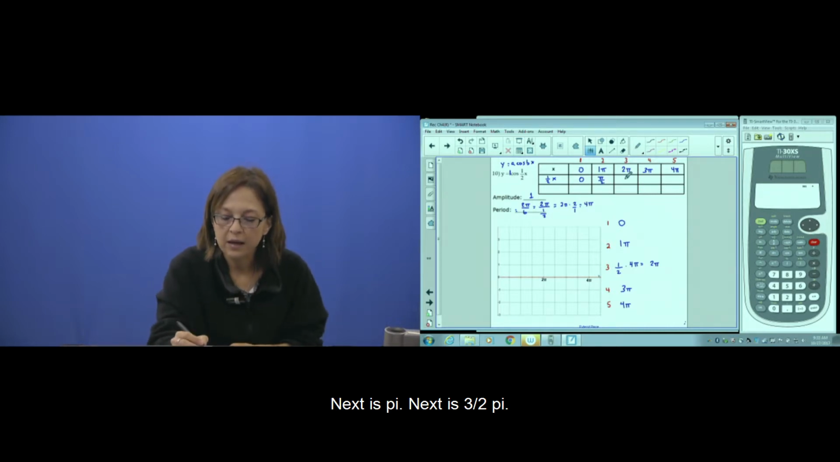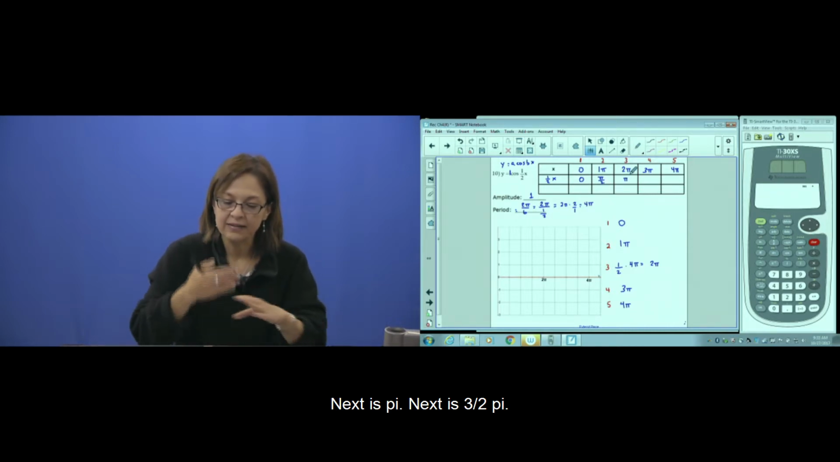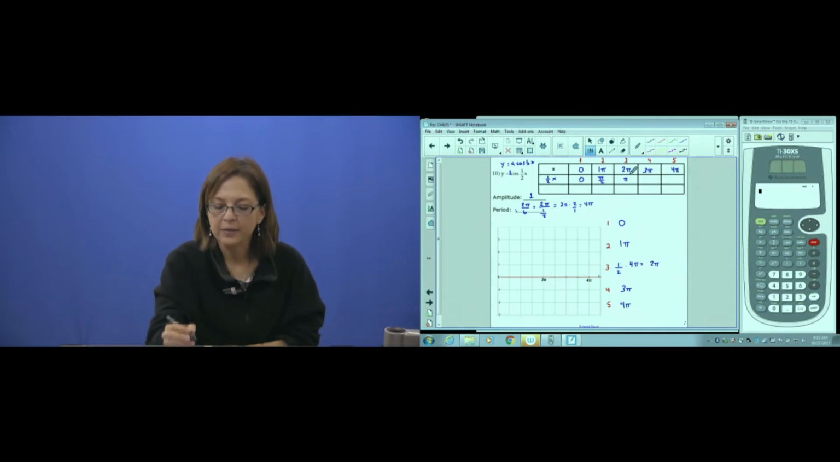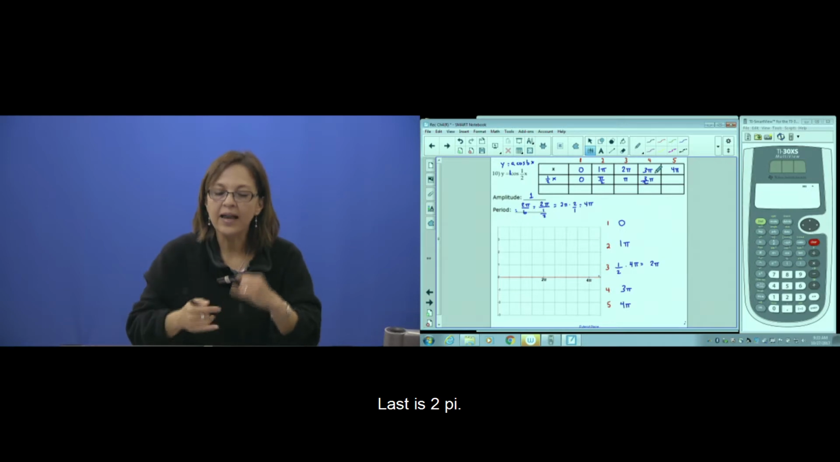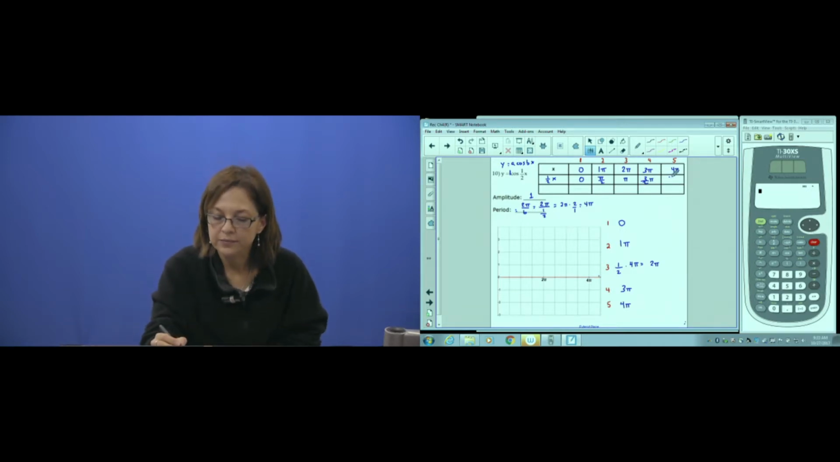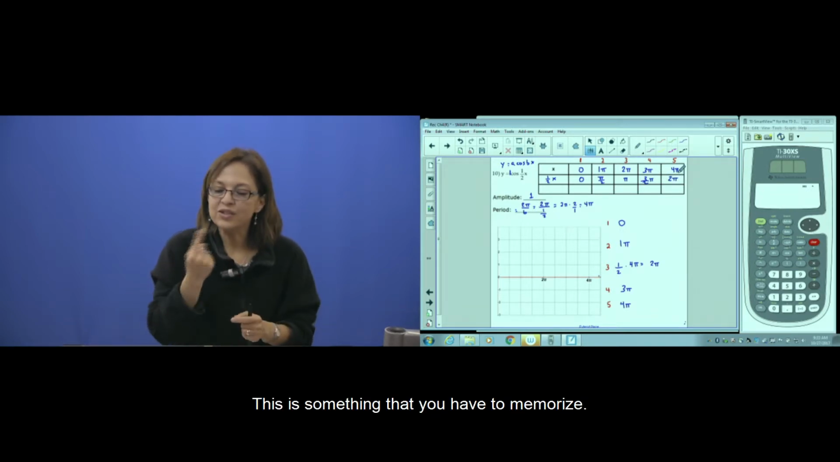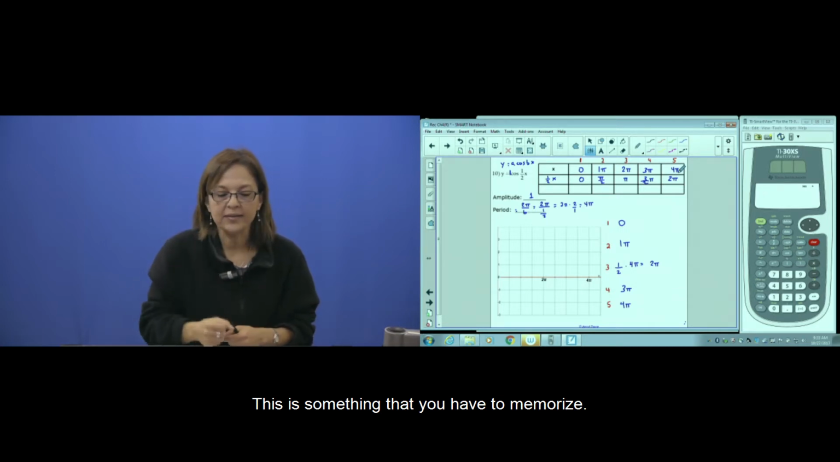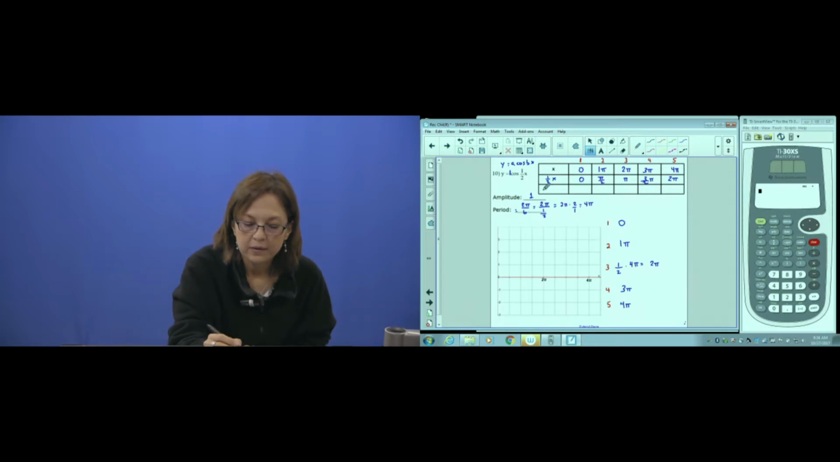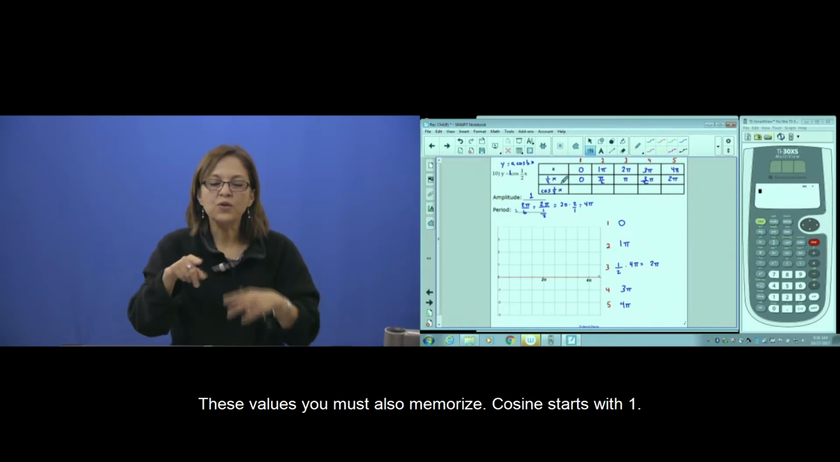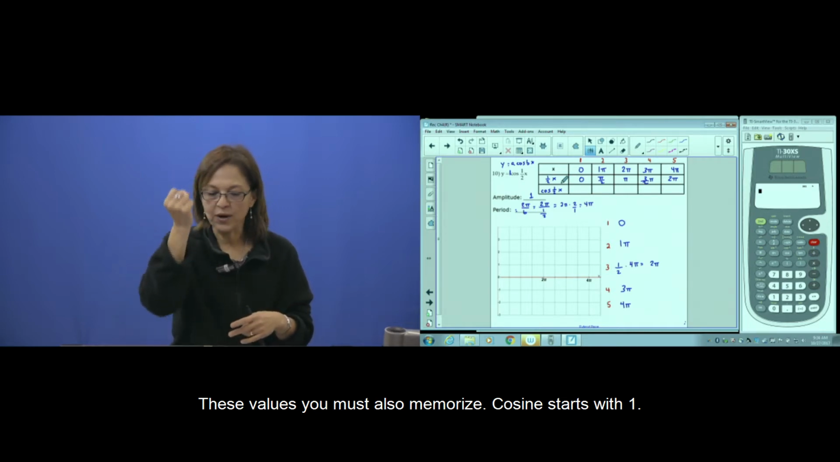The next pi, the next 3/2 of pi, and the last 2 pi. This is something you have to memorize. The next, find cosine. These values you also must memorize.